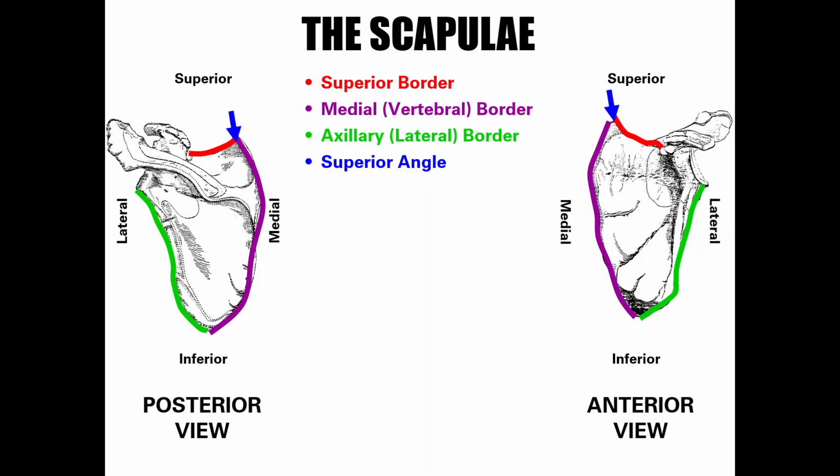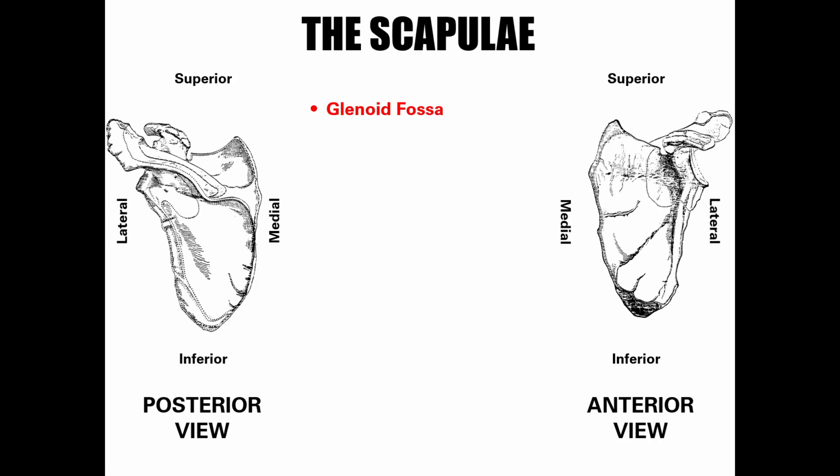We also have angles, the superior angle. We have the lateral angle, which is by the glenoid fossa, and then the inferior angle. We'll clear that and take another view of the scapula. We have the glenoid fossa. That is where the humerus articulates. So that's the articulation between the scapula and the humerus, sometimes called the shoulder joint, but we're going to refer to it as the GH joint, the glenohumeral joint. Then on that fossa, we have the supraglenoid tubercle and the infraglenoid tubercle.